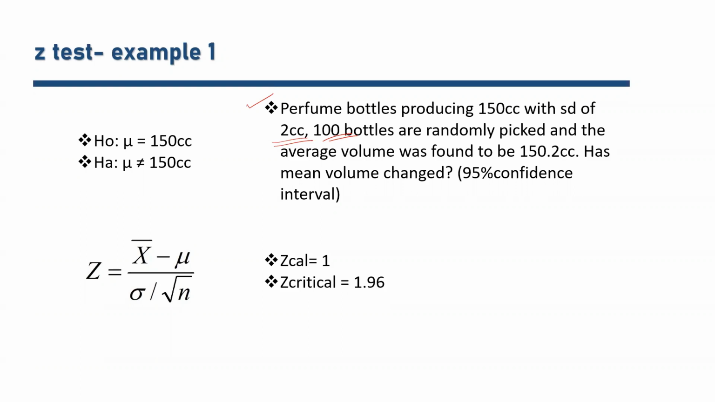Now, one thing you need to understand is how to calculate the Z value. For a Z test, the formula is Z equals X bar minus mu divided by sigma by root n. If you remember, sigma by root n is something we talked about earlier when we were discussing the central limit theorem. Sigma by root n is the standard error.